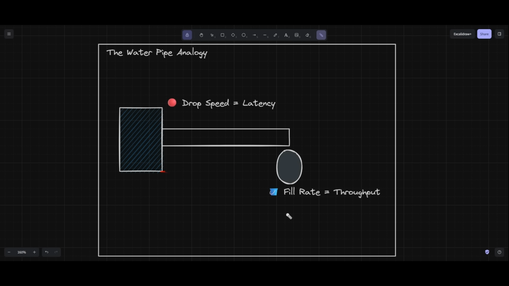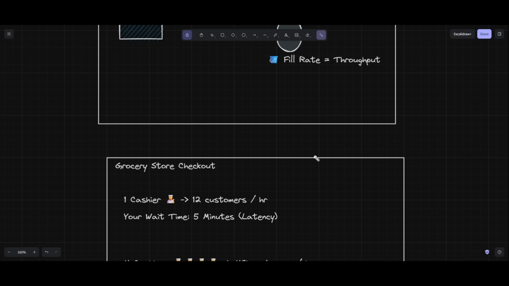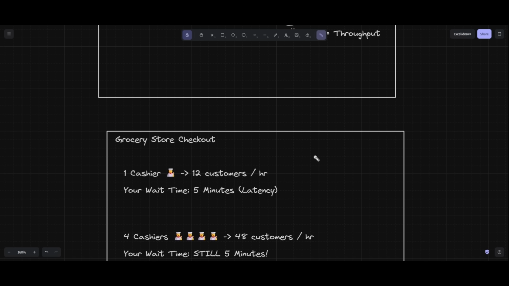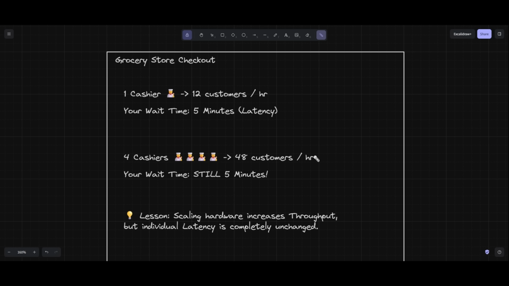But, and this is the crucial part, the red drop of food coloring doesn't get to the house any faster. The latency is exactly the same, right? Because the pipe is still 5 miles long, and the water is still moving at the same physical velocity. We just have more of it arriving at the same time. So that's the absolute basic physical model. But let's look at a more human example, because I think it maps better to web servers and databases and the stuff we actually care about in system design.